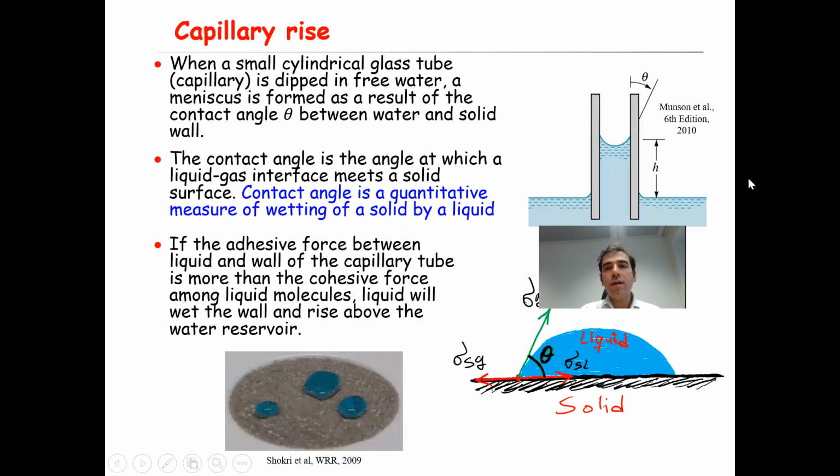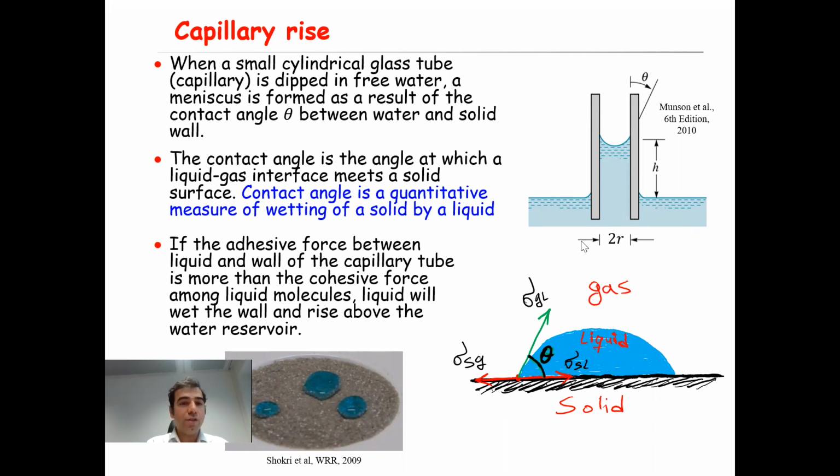So what is capillary rise? Maybe you have already seen this in your physics or chemistry courses, but when a small cylindrical glass tube called a capillary is dipped in free water, a meniscus is formed as a result of the contact angle theta between water and the solid wall. This is the meniscus formed here, as a result of the contact angle between the liquid and the solid wall.